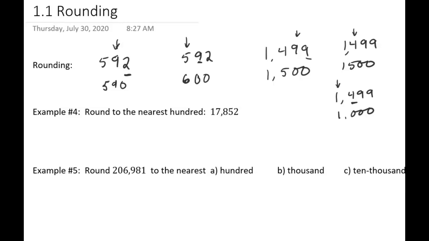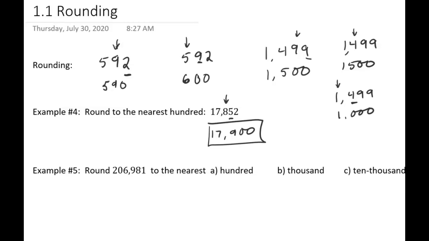Okay, so let's see what we have here on example 4. Round to the nearest 100. So locate the place value. So that's the 8. So the one behind it is a 5. So it's 5 or more. So it's going to round up. So 17,900. I have to fill those zeros in for the place values. And that's what it would be rounded to the nearest 100.